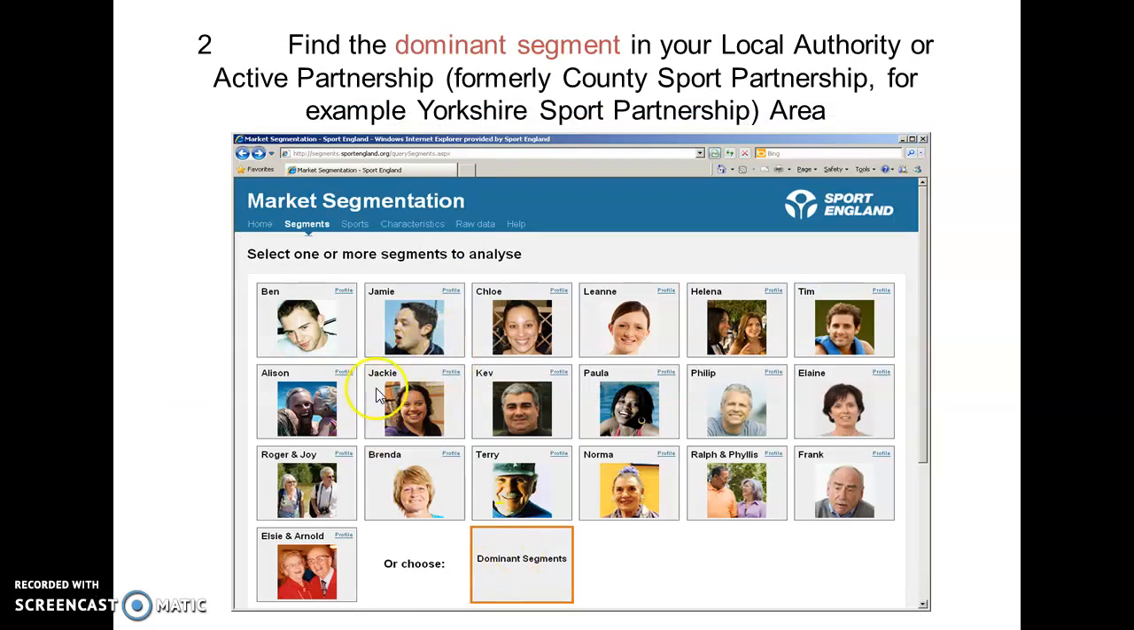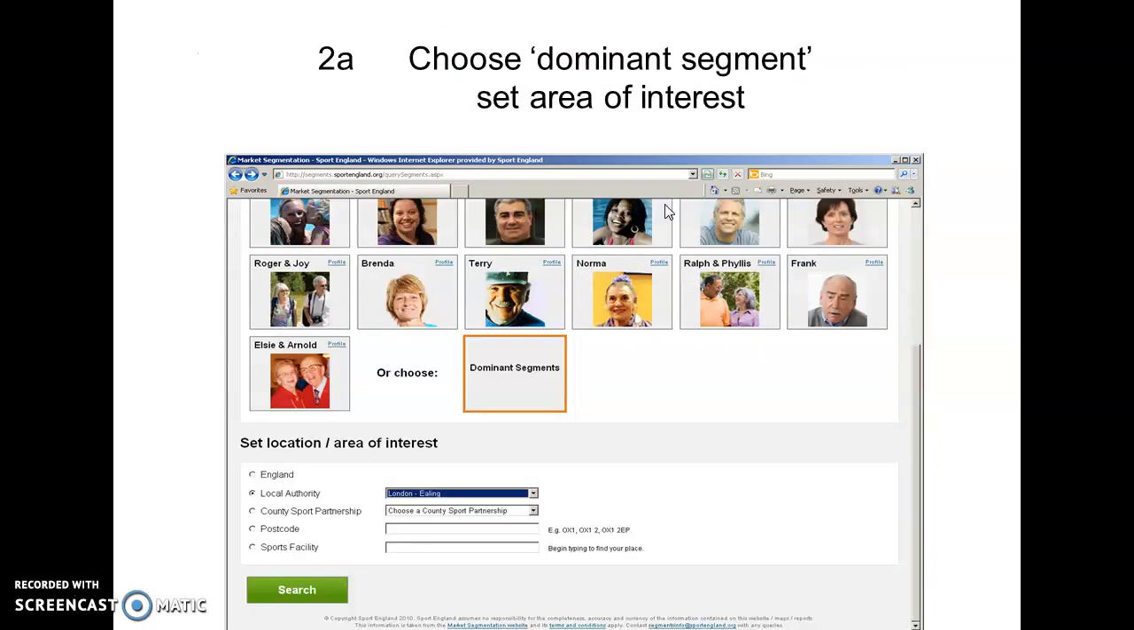What you can also do is break down your areas further. You can break it down to find information about your local authority. Okay, you can find out around the active partnerships. So I've put there, for example, active partnerships used to be known as county sport partnerships. So if you typed in Yorkshire Sport Partnership, you'd be able to find additional information specifically for that area.